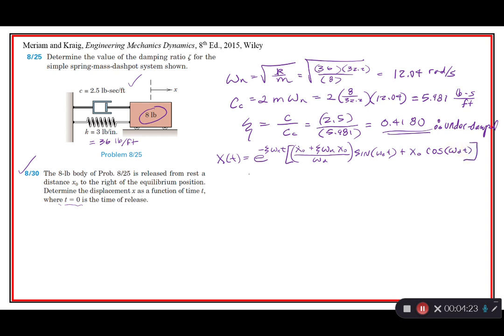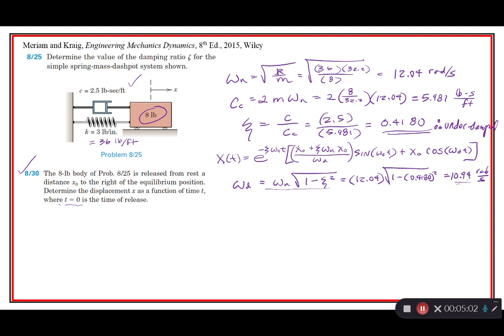So we need omega D, and that's omega n times the square root of 1 minus the damping ratio squared, or 12.04 times the square root of 1 minus 0.4180 squared. We do all that, and we get 10.94. Remember that, because of the way this equation is written, omega D is always going to be less than omega n. So this is just a little bit smaller than that.